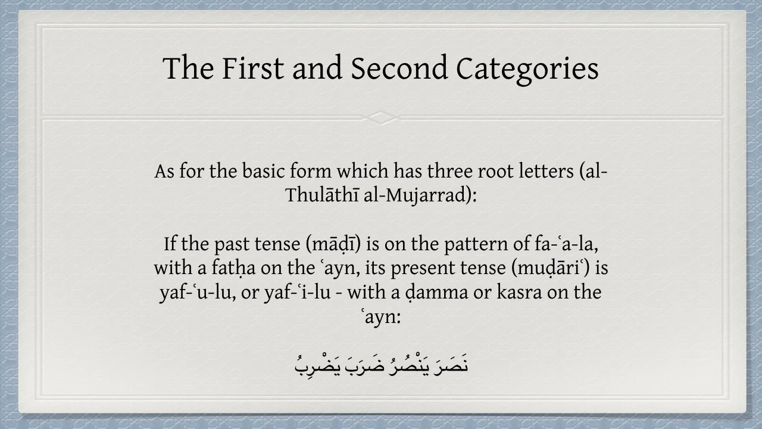How do you distinguish between them? Well, firstly, how they go with the mizan, with the template, you'd say the first category is fa'ala yaf'ulu. The second category is fa'ala yaf'ilu. The third category is fa'ala yaf'alu. The fourth category is fa'ila yaf'alu. The fifth category is fa'ula yaf'ulu, and the sixth category is fa'ila yaf'ilu.